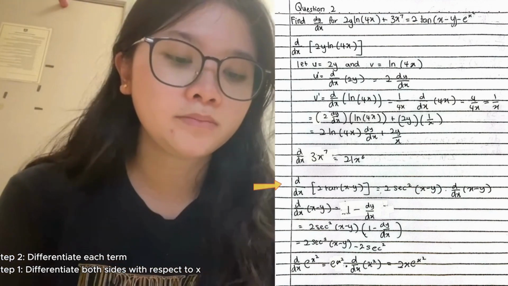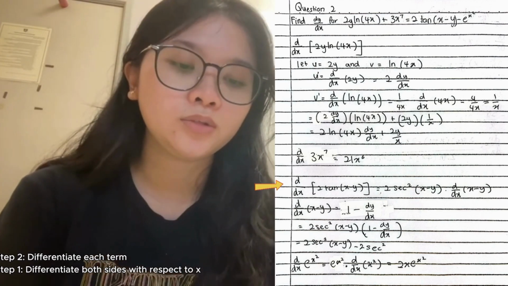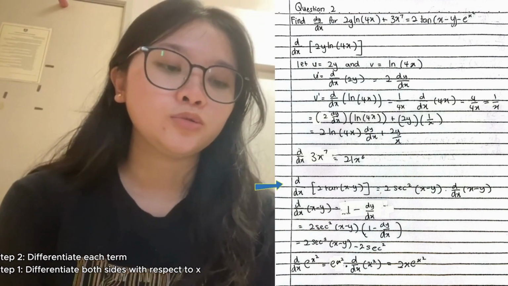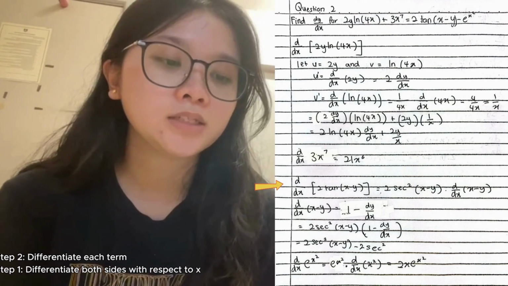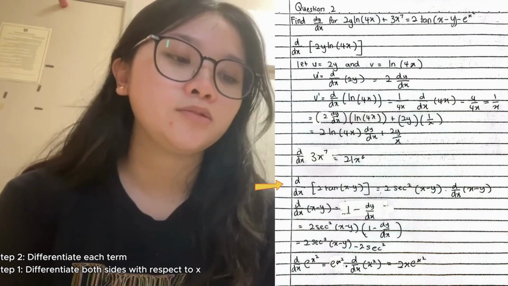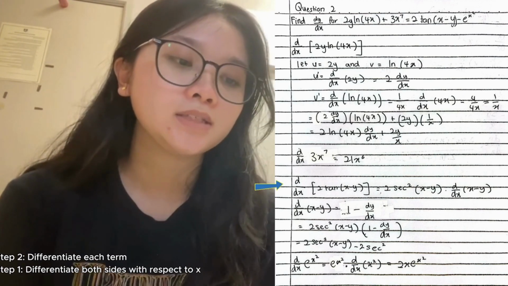So for the third term, we need to use the chain rule. So the derivative of 2 tan(x minus y) equals 2 sec squared(x minus y) multiplied by d/dx of (x minus y).